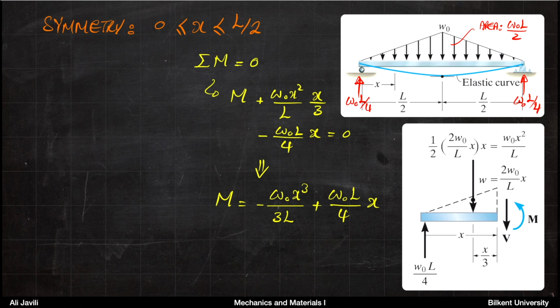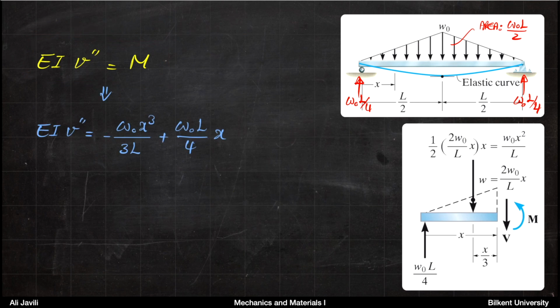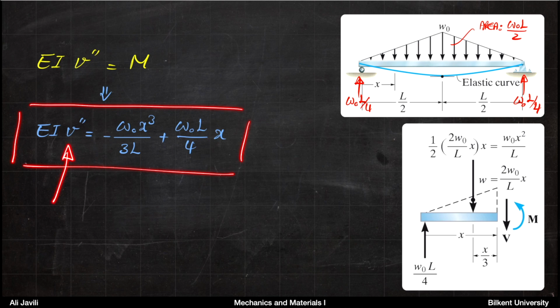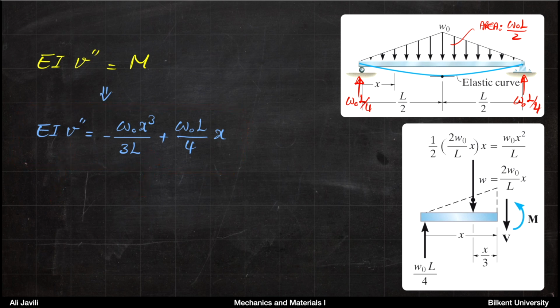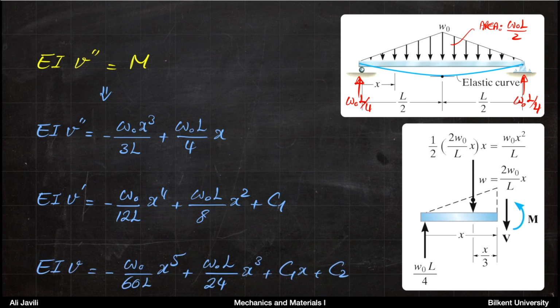But we don't want to draw shear and moment diagram here. What we want to do is to calculate the elastic curve or deflection, and basically that means that we want to just take that function M to our formula EI v double prime equals M. And if you do that, this would be now your point of departure. So you have the second derivative of deflection as a function of x. All you have to do is to integrate this twice to get the deflection function itself.